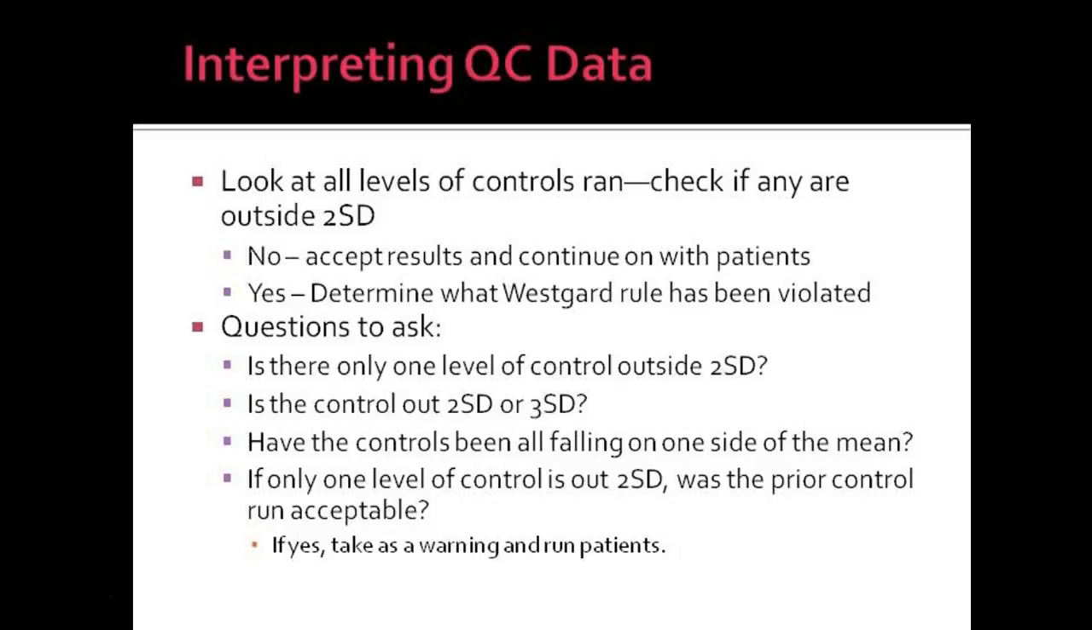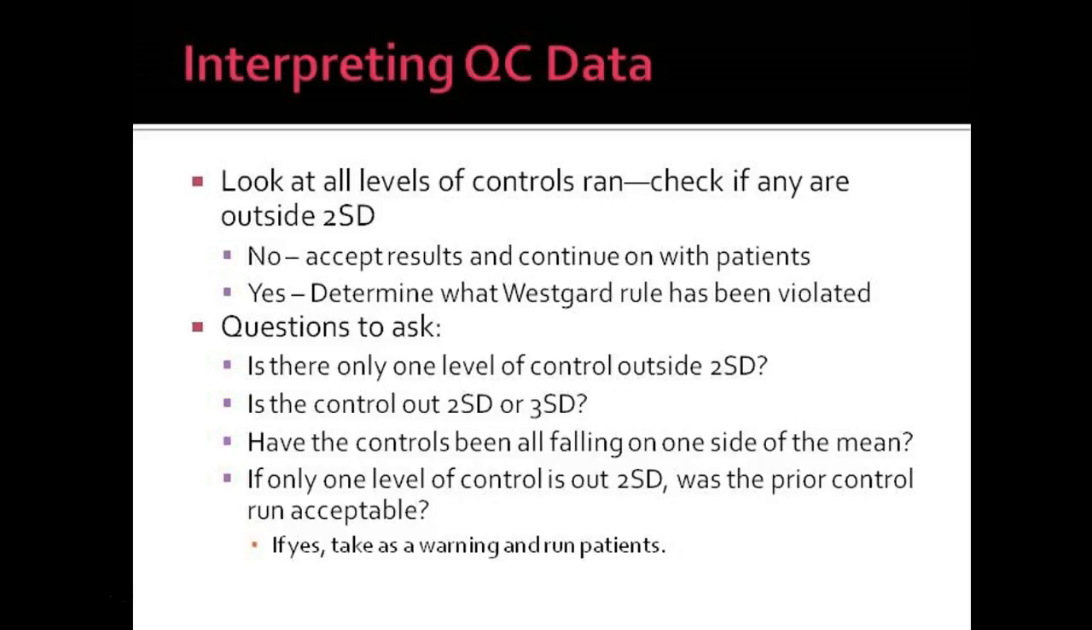Is only one level of control outside 2 standard deviations? Well, maybe there's something wrong with the QC then. You just take out a new bottle. Is the control out 2 standard deviations or 3 standard deviations? Have the controls been falling on one side of the mean? If only one control is out 2 standard deviations, was the prior control acceptable? So we have to go and look at those and figure out what we're going to do next.